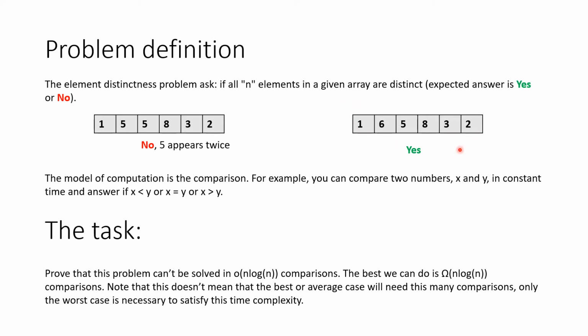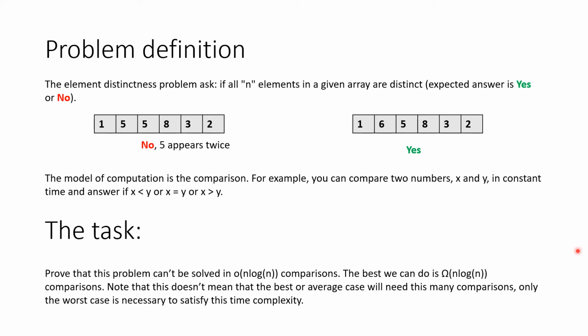this array is distinct. For the model of computation, we will use the comparison, so we can do less than, equals, or greater than, and we can do operations like is x greater than y, and we will only receive one of two answers: yes, x is greater than y, or no, x is not greater than y.